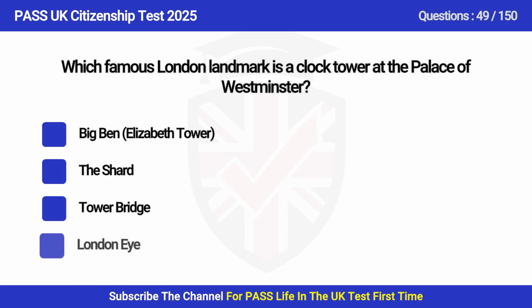Question 49. Which famous London landmark is the Clock Tower at the Palace of Westminster? A. Big Ben, Elizabeth Tower. B. The Shard. C. Tower Bridge. D. London Eye.